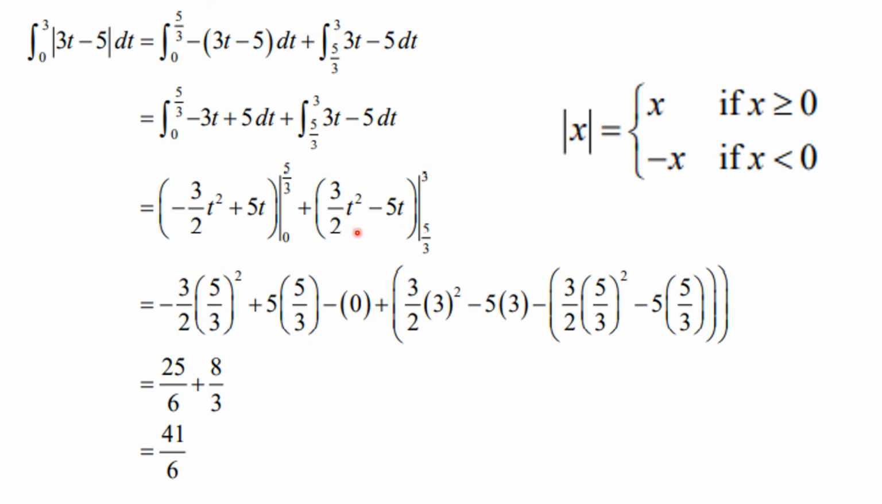I go to this one, I plug in 3, and I get this. But then I'm going to be subtracting. This is the minus sign from the fundamental theorem of calculus, and now I'm plugging in 5 over 3 into there, and I have to do all of this calculation, and I have to be careful with my signs. But you should have gotten 41 over 6.